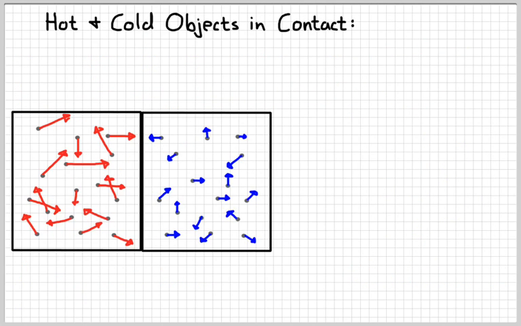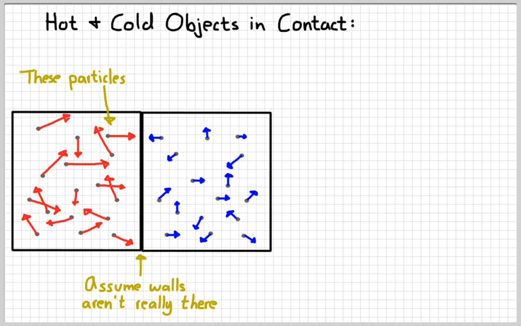So here are our hot and cold objects which are in contact with each other. Now I don't feel like you necessarily need to copy all these pictures that I'm going to draw, but do write down some key things that will help you understand. What's going to happen? Well, first of all, let's assume that these walls aren't really there, meaning that they don't inhibit the transfer of energy between these particles.